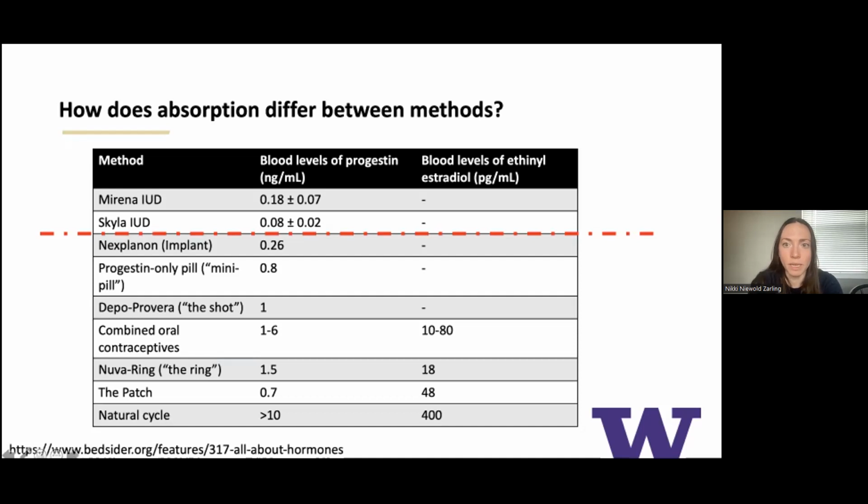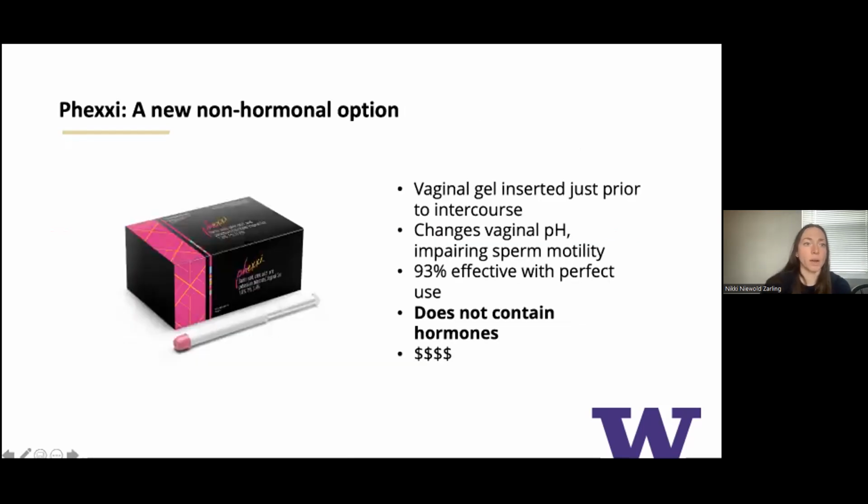I also want to share a little bit about a new non-hormonal contraceptive option that was recently approved, and it's called Phexxi. You can see it here. It's a vaginal gel inserted with this applicator just prior to intercourse, and it changes vaginal pH, impairing sperm motility. You might think of it as kind of a spermicide, but it works through a different mechanism of action, where spermicide obviously kills sperm, and this just renders them immobile. It's pretty effective, 93% with perfect use, and importantly, it does not contain hormones. And right now, I feel like we have minimal options for patients who do not want any hormones or have a contraindication to hormones. However, it is pretty expensive.